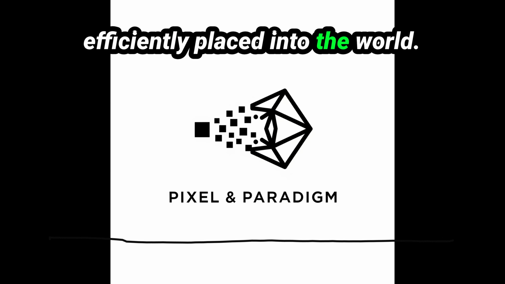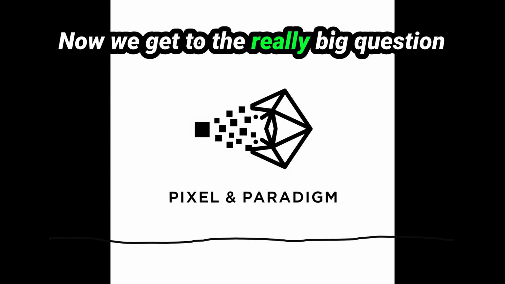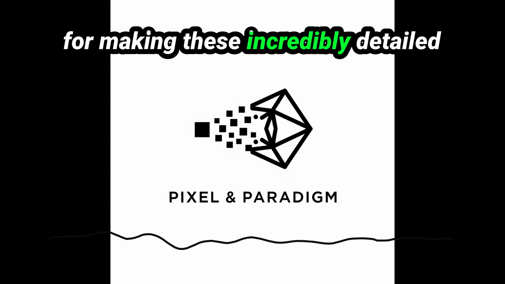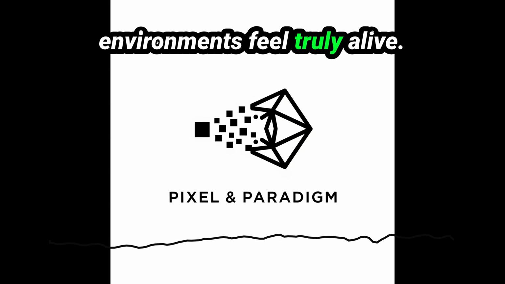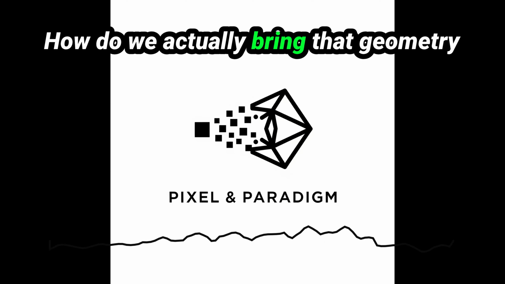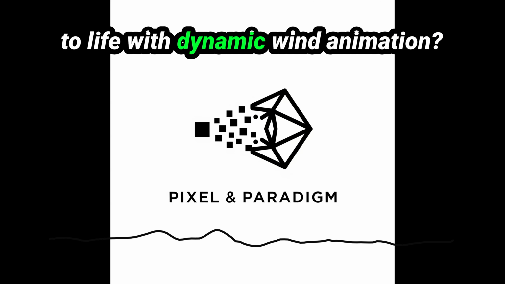Perfect summary. So we've now covered how to create the static Nanite-enabled foliage assets themselves and get them efficiently placed into the world. Now we get to the really big question for making these incredibly detailed environments feel truly alive. How do we actually bring that geometry to life with dynamic wind animation?